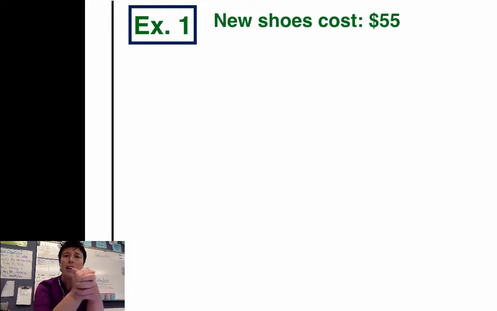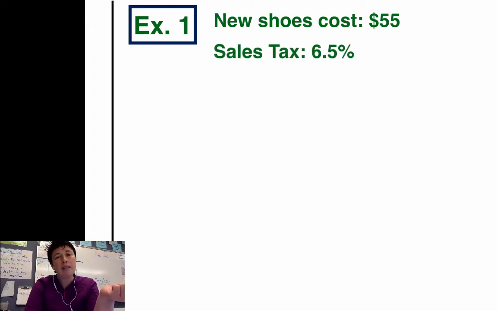So we're going to try some problems now where we're going to work on calculating sales tax. And we're going to pretend we go out and buy some new shoes. And the new shoes cost $55. All right. Well, you're going to have to pay some sales tax. You're going to have to pay 6.5%. And that money is going to go to the state, not to the store owner, but to the state.